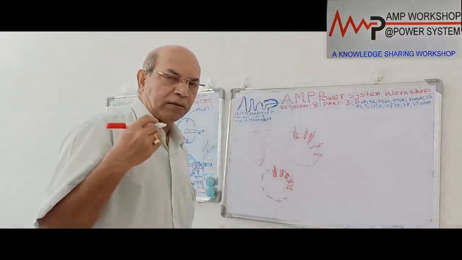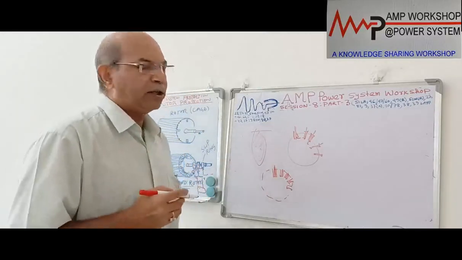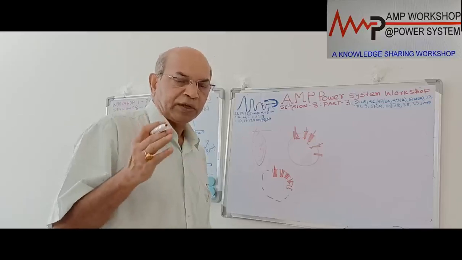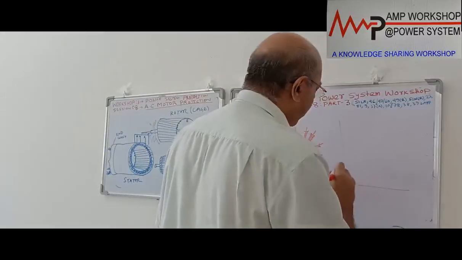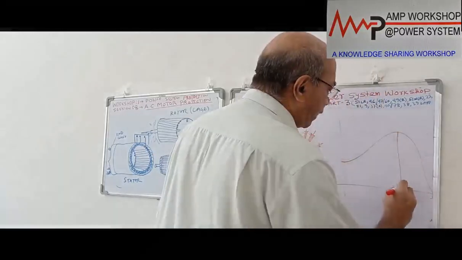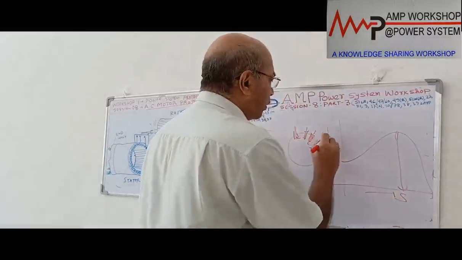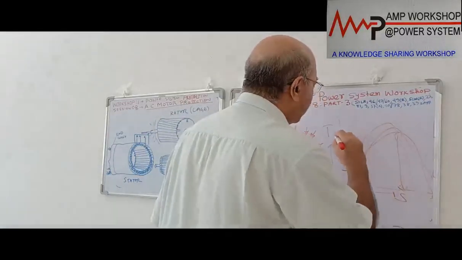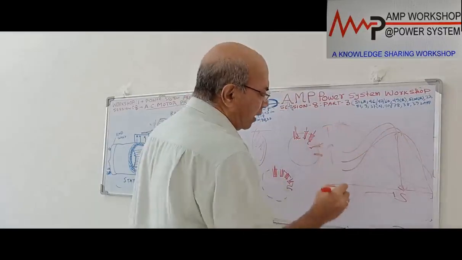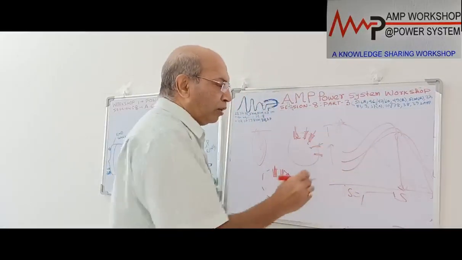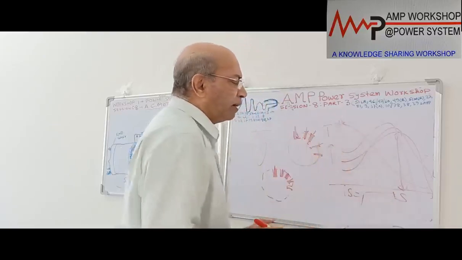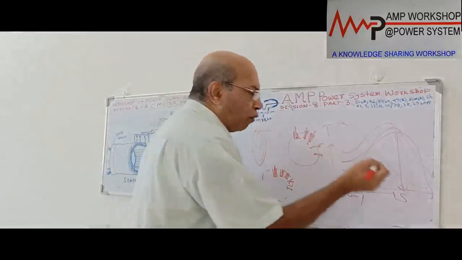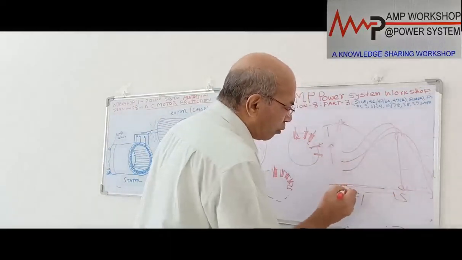But sometimes this wound rotor is used in another application. In case of an induction motor, the maximum torque produced is fixed. But at what speed this maximum torque takes place, that is the question. This is the slip axis and this is the torque axis. The maximum torque can come at various slips; it can even come when the slip equals 1. At what slip the maximum torque takes place depends on the rotor resistance. So by increasing the rotor resistance, we can shift the maximum torque towards the zero axis, towards slip equal to 1.